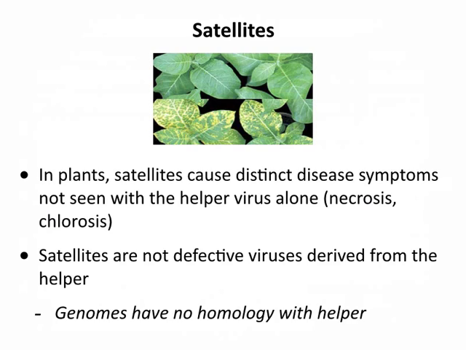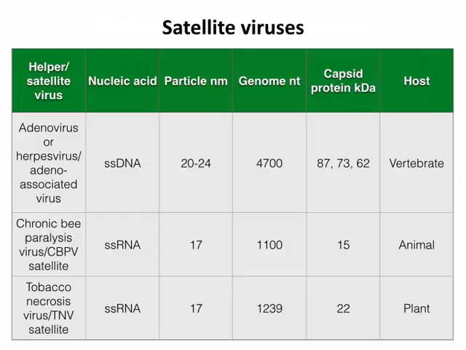So these are unique sequences. They're not related to the helper in any way. They're not somehow defective or deleted viruses derived from the helper. They are totally different. There's no homology in sequence between the satellite, either the virus or the RNA, and the helper virus. Here are some examples of satellite viruses.